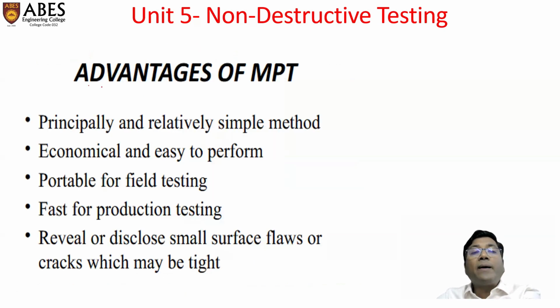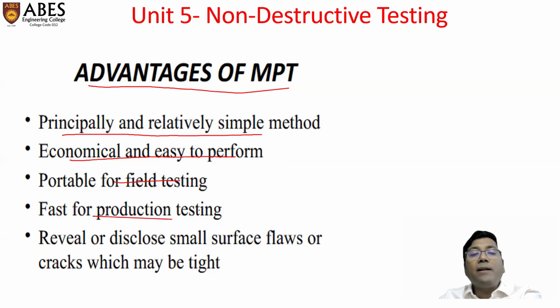What are the advantages of magnetic particle testing? It is a principally and relatively simple method. It is very economical and easy to perform. It is very portable for field testing. It's very fast for production testing, a very quick method that can be done easily. It can reveal or disclose small surface flaws or cracks which may be tight and otherwise hidden, and may not be detected by other methods.